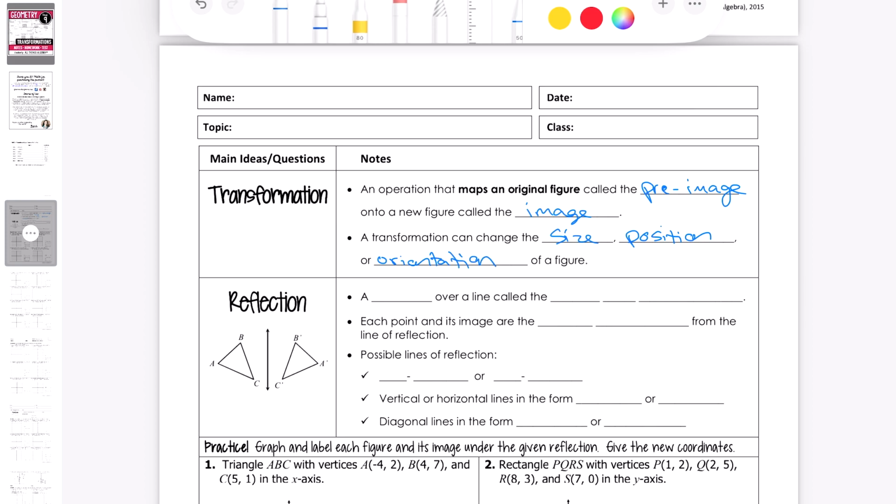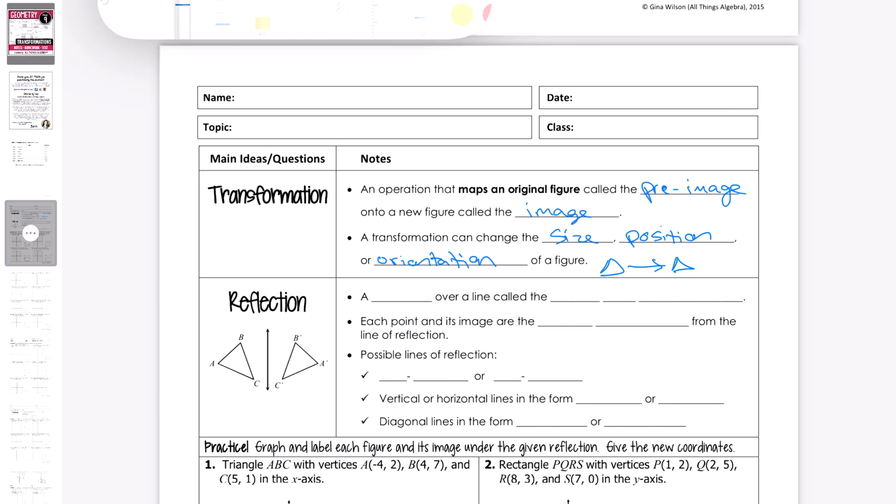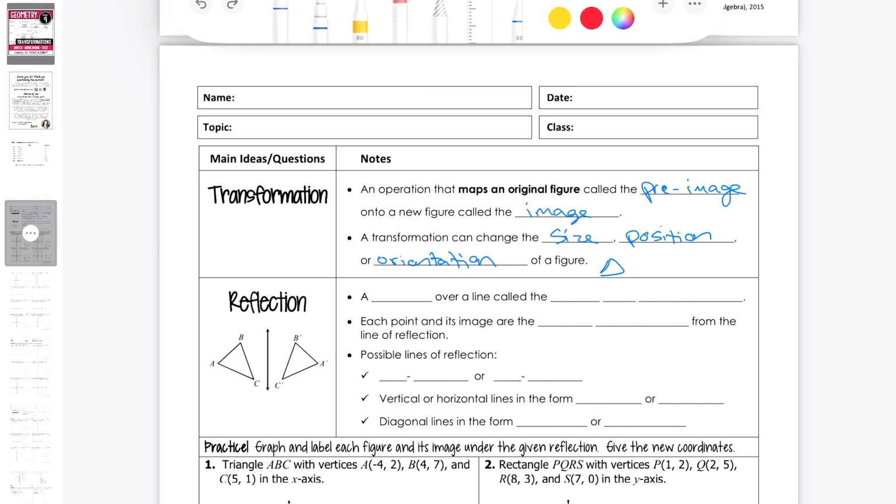So size, that has to do with dilating, like making a shape larger or smaller. Position, that has to do with translations, where we take a shape and we just scooch it either from side to side or up or down. So that's changing its position. And then orientation, that actually has to do with reflection or rotation, because we're literally changing the way it's oriented.